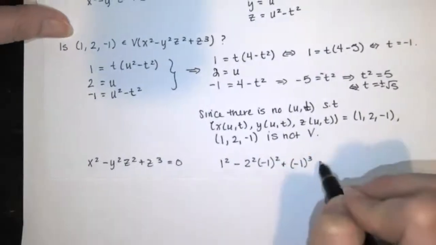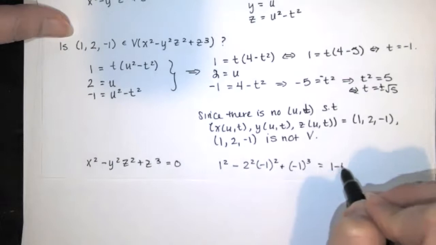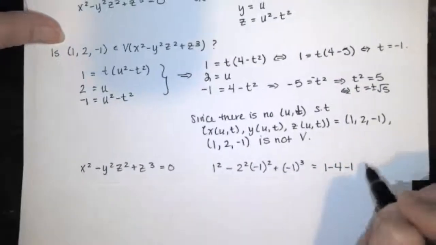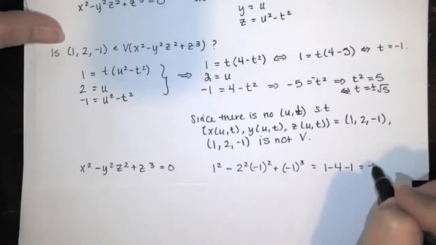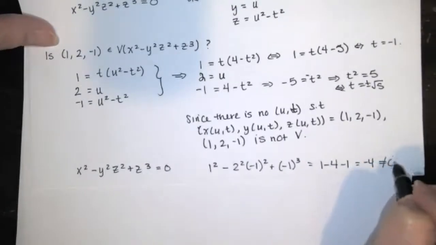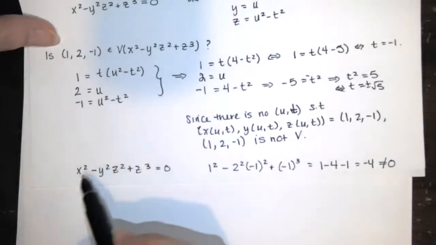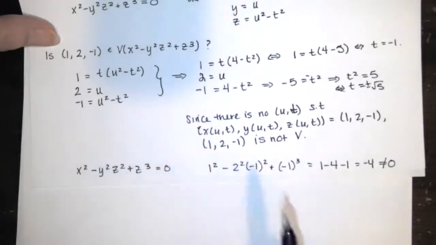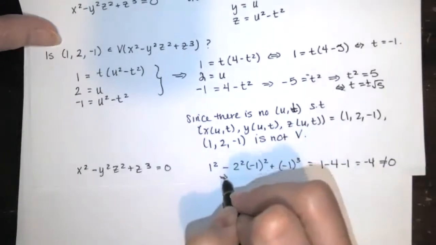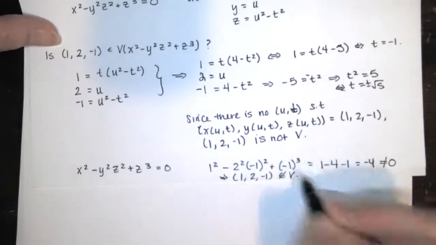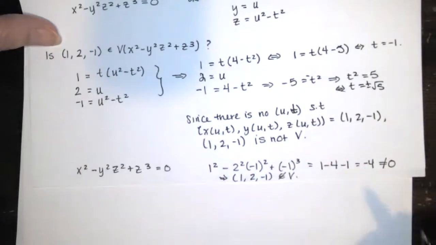And if we do this arithmetic, we get 1 minus 4 minus 1. So that's 1 minus 5, which is -4. That's not equal to 0, since substituting x equals 1, y equals 2, z equals -1 into this equation doesn't give us 0. We know that that point is not in the affine variety V.